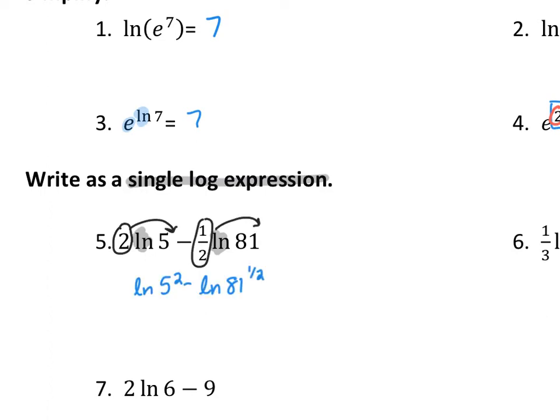And then I'm just going to simplify these just a little bit. So I'm going to call this 25. And this just means the square root of 81, which is a 9. And I've gotten this a little bit closer to my goal of writing as a single log expression.